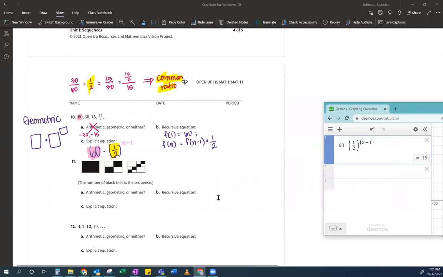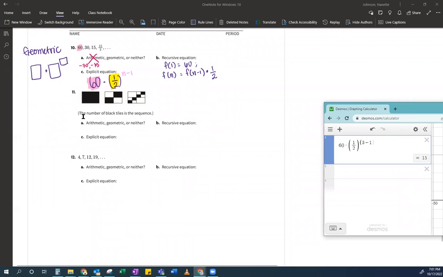Okay. Moving on. So it says the number of black tiles in the sequence. So how many black tiles are there? That's what they're saying. So here there's 1 black tile. Here there's 2. Here there's 4. And you can kind of already see how that sequence is going.